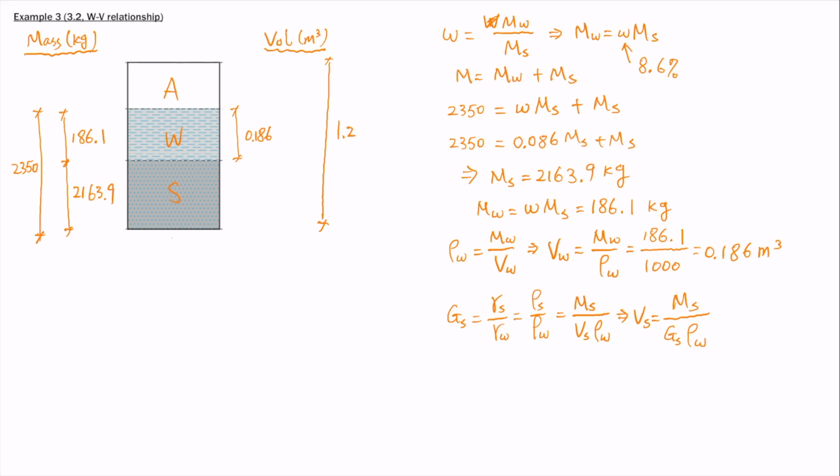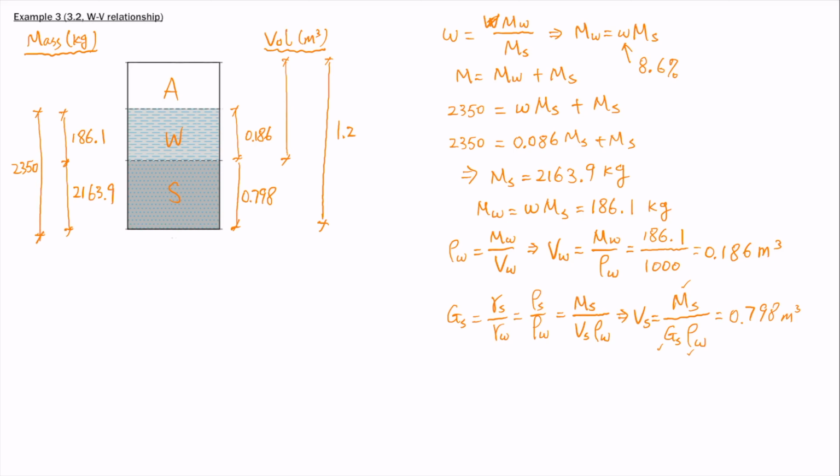And then if you plug in all the numbers, we know the mass of solids, we know the specific gravity is given, and rho water is constant, so we can calculate VS as 0.798 meter cubed. So that's the volume of solids. And then the volume of the air is basically the difference between these two, so you can calculate the volume of air as well.